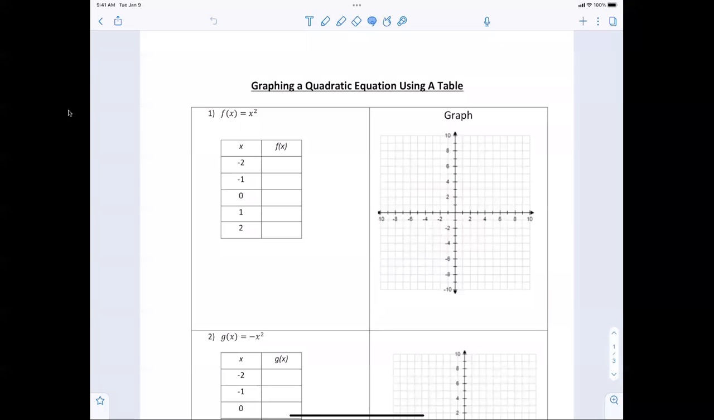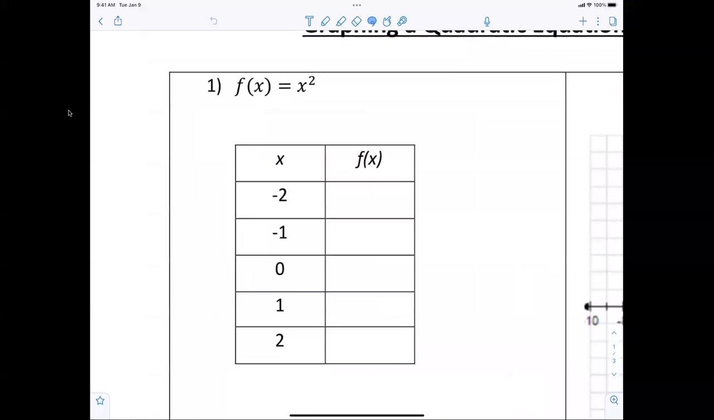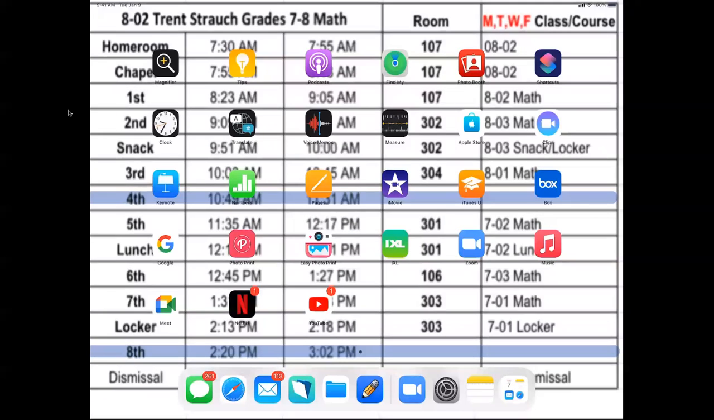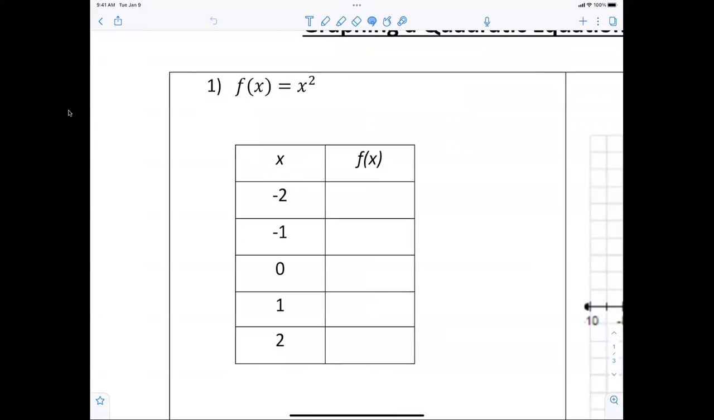All right, the first thing I want to talk about is f of x equals x squared. Remember, underneath f of x, I just want you to write, that's a fancy word for y equals, right? So I'm proud of some of you guys who remember that. So just make sure you put down y equals x squared.